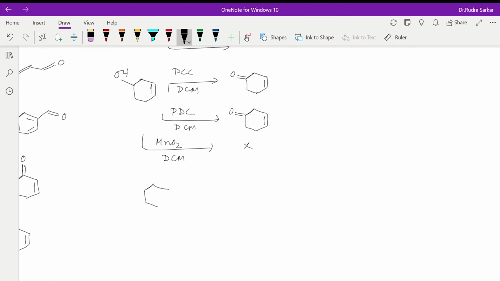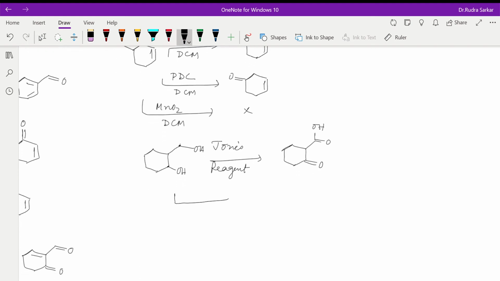Next, suppose I've given you something like this and something like that. And I've said use Jones reagent. Okay. Now, since this is a primary alcohol and this is a secondary alcohol, primary alcohol will be getting oxidized to carboxylic acid, whereas the secondary alcohol will be going to ketone.